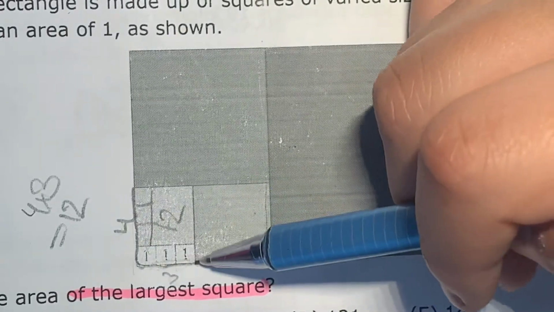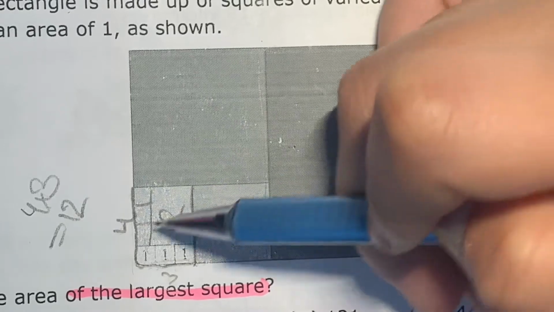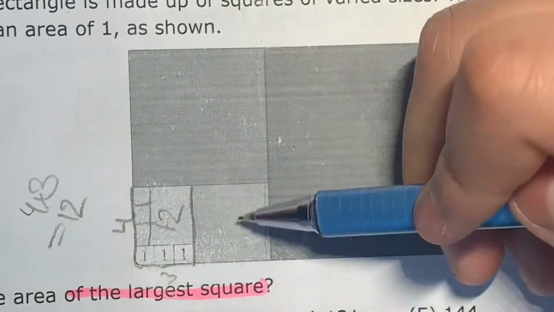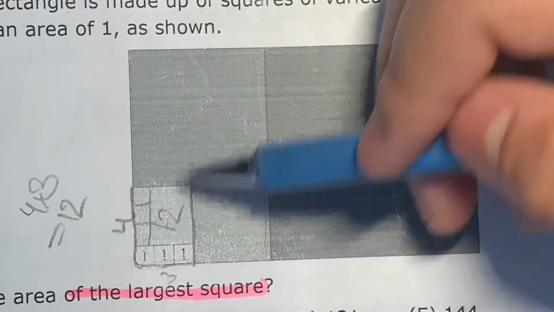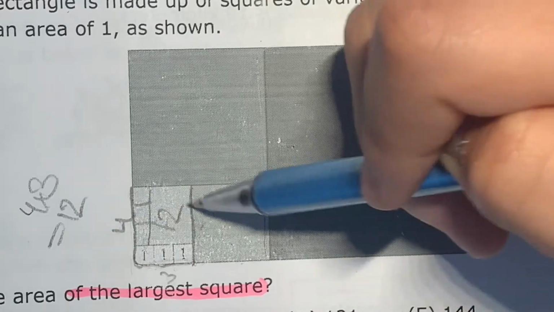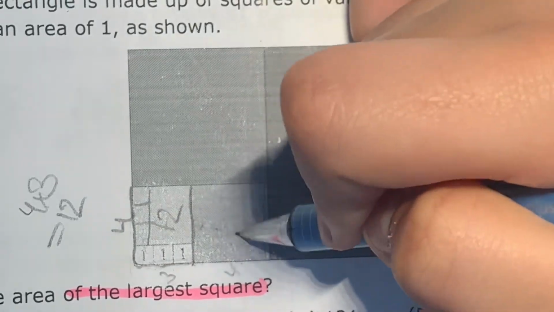This side is the same as this side. So this is 4. And this one is, by the way, the same, okay? It's not bigger or smaller. This one is the same. So if this is 4, then every line is 4. So 4, 4, 4. So the area of this square is 16.